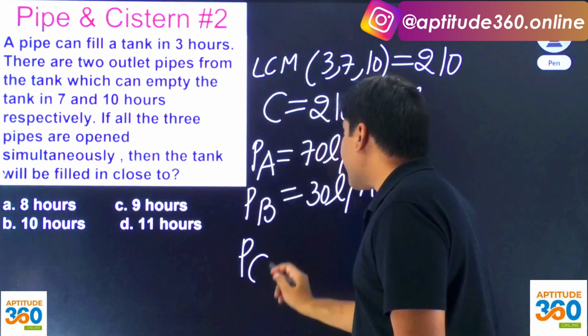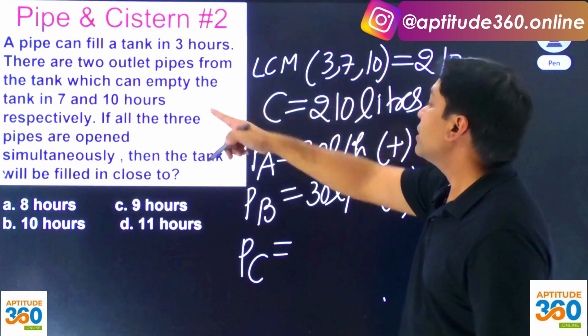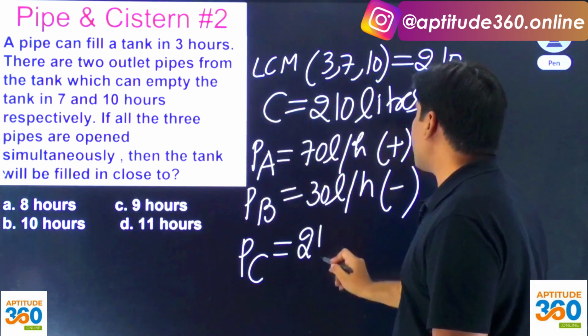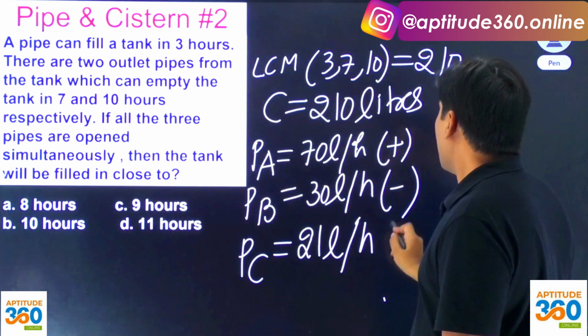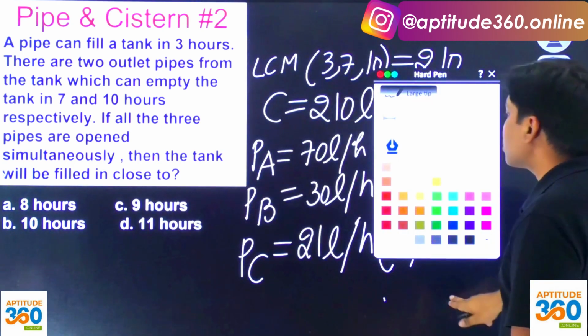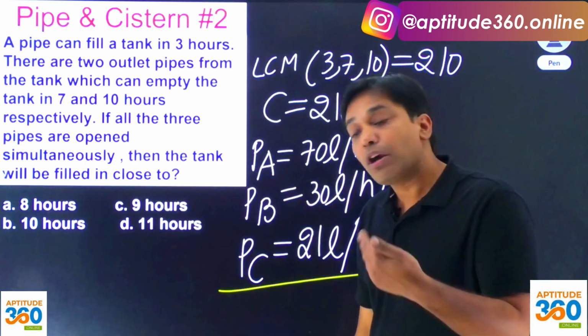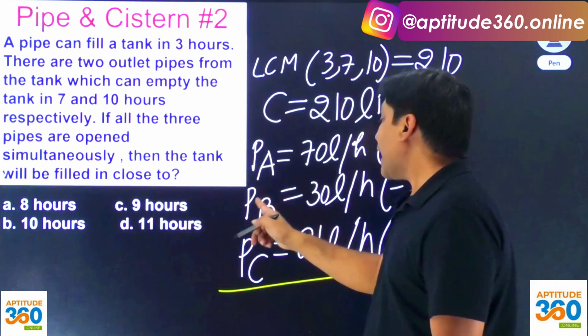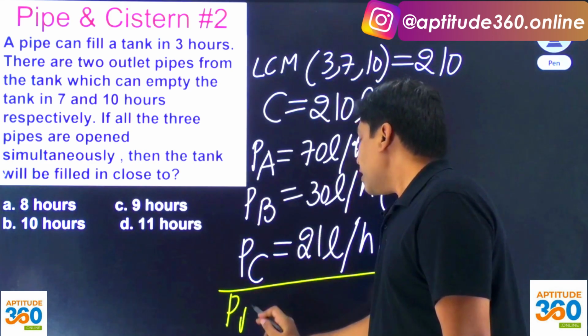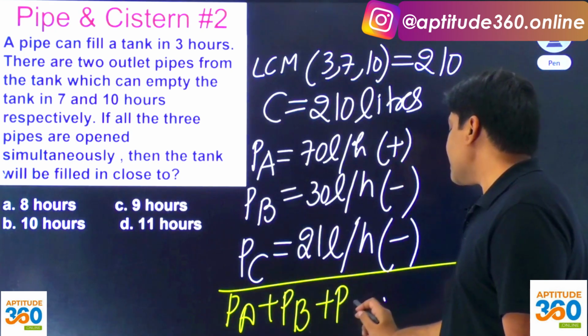And what is going to be the case with the third pipe? It is 210 upon 10. It is coming out as 21 liters per hour. But again, this is also a negative work because it is taking out the water. And if you switch all these 3 on, 1 inlet and 2 outlets, so effectively in 1 hour, how much water is going to be inside the tank?